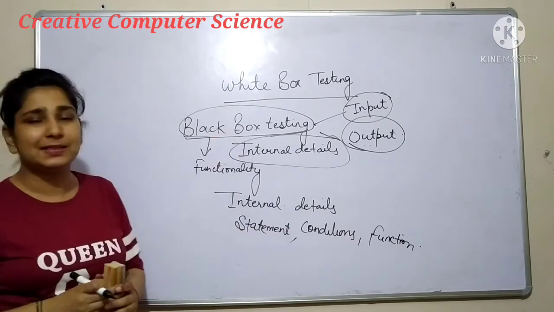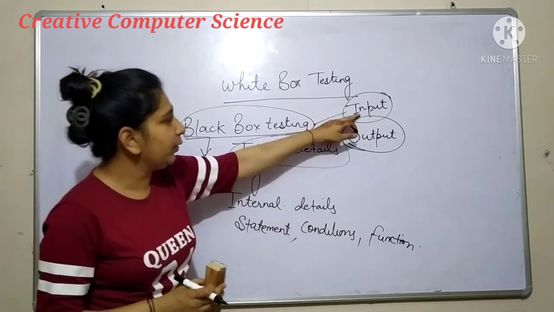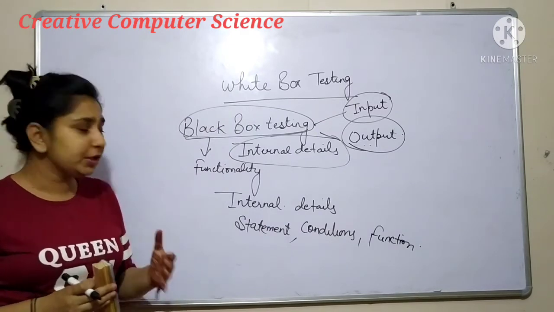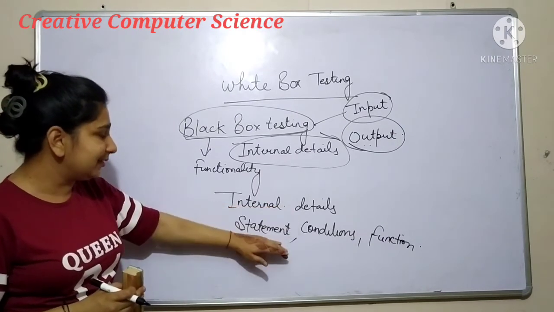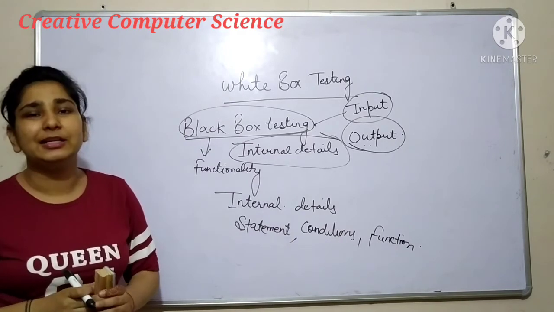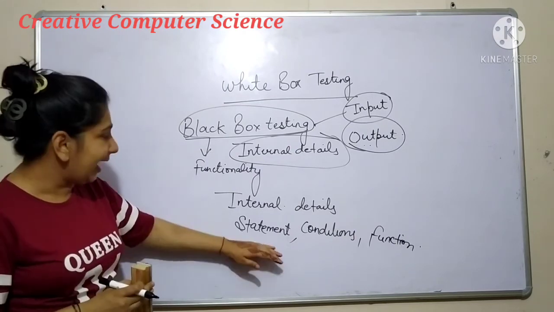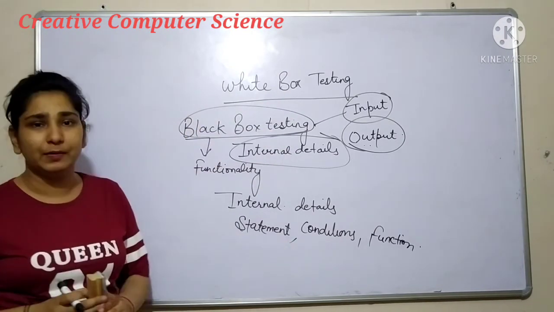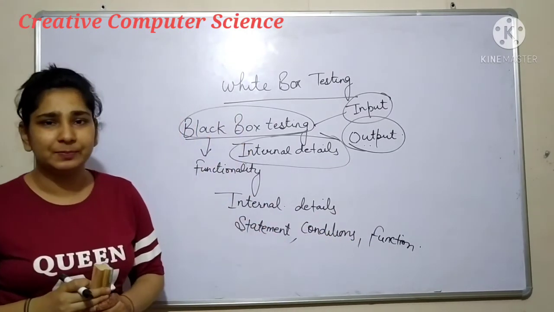While in black box testing, we don't have the internal details. We just check the functionality through input and output. But in white box testing, we look into the coding. We should have knowledge of programming, only then can you check the statements. We check each and every statement, condition and function present in your code so that you can detect the error. Whoever is doing white box testing should have knowledge of programming, only then can you understand each and every statement, condition or function.